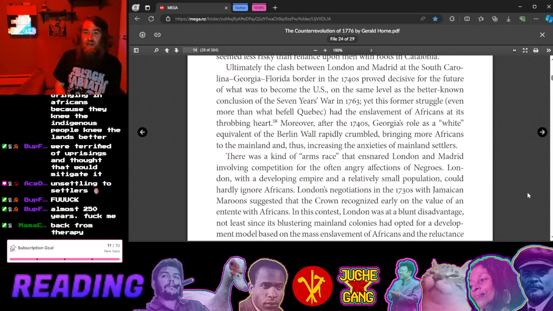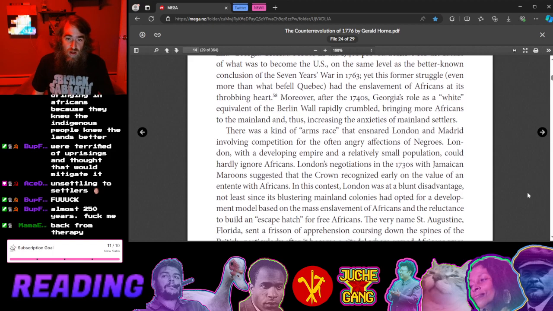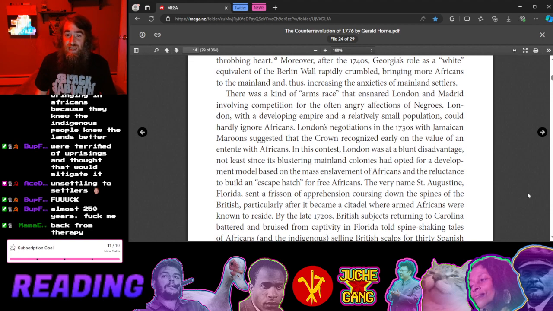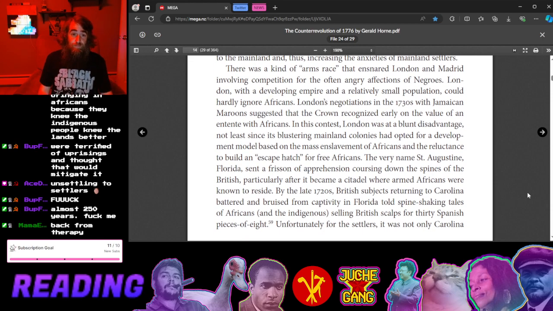Ultimately, the clash between London and Madrid at the South Carolina, Georgia-Florida border in the 1740s proved decisive for the future of what was to become the U.S., on the same level as the better-known conclusion of the Seven Years' War of 1763. Yet this former struggle, even more than what befell Quebec, had the enslavement of Africans at its throbbing heart. Moreover, after the 1740s, Georgia's role as a white equivalent of the Berlin Wall rapidly crumbled, bringing more Africans to the mainland and thus increasing the anxieties of the mainland settlers.